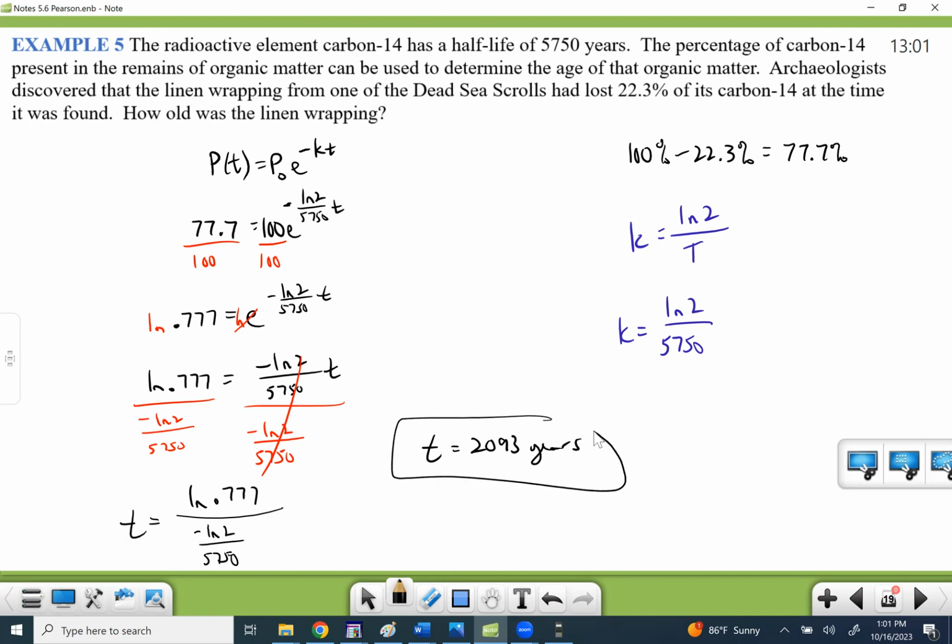That's how old, what does it say at the time it was found? So that was how long ago, or how old it would have been at the time it was found, right? Okay. How old was the linen wrapping? Okay, cool. Just making sure we answered everything correctly for you guys. All right.